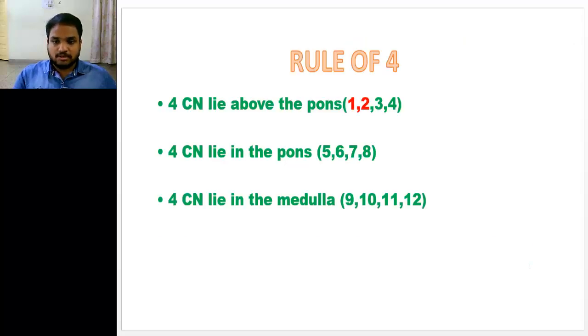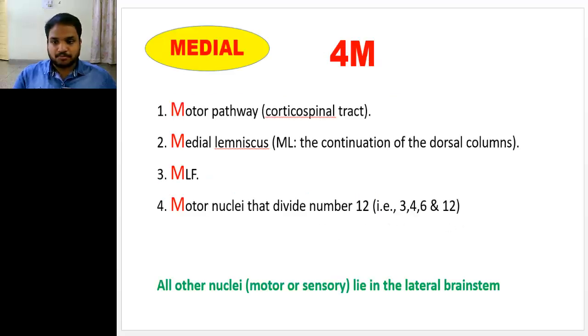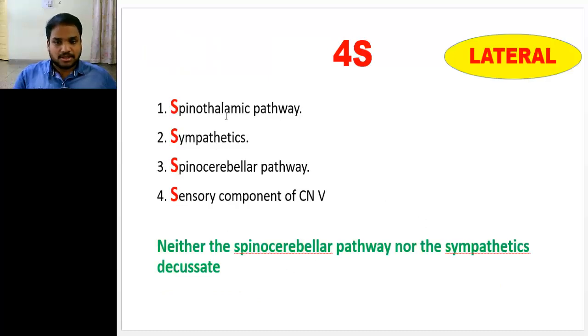So once again, about the cranial nerves: the first 4 lie above the pons, the next 4 lie in the pons, and the last 4 lie in the medulla. The 4 medial structures are the motor pathway, the medial lemniscus, the medial longitudinal fasciculus, and the motor nuclei that divide the number 12, that is, the motor nuclei of cranial nerves 3, 4, 6 and 12. The lateral structures are the spinothalamic pathway, the sympathetics, the spinocerebellar pathway, and the sensory component of cranial nerve 5. So always remember, the rule of 4 recognizes only the structures that we actually examine during a neurological examination, right? So keep that in mind. We will see this in our further discussion.